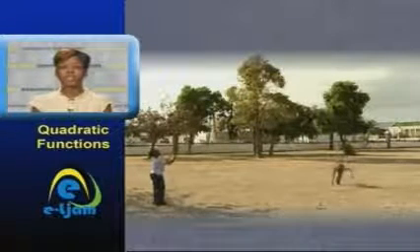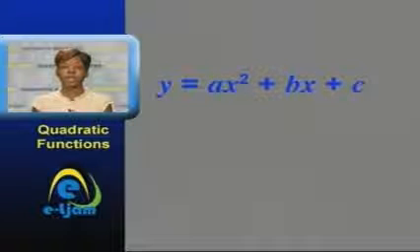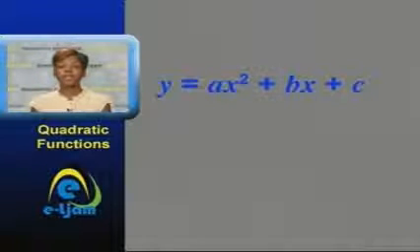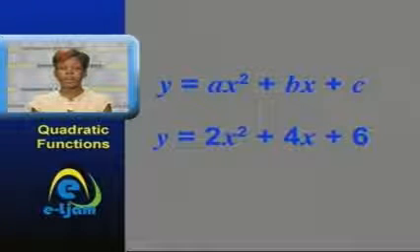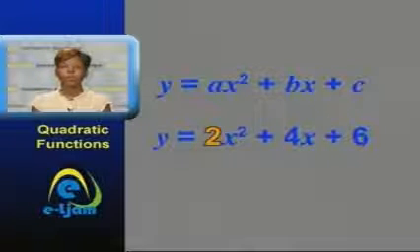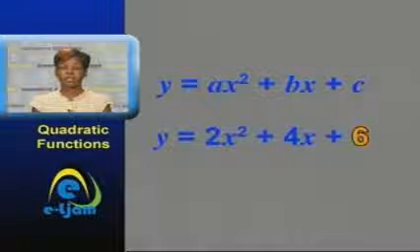A general quadratic function has the form y equals ax squared plus bx plus c, where a, b, and c are constants, and a is not equal to 0. An example of such a function is y equals 2x squared plus 4x plus 6, where a equals 2, b equals 4, and c equals 6.